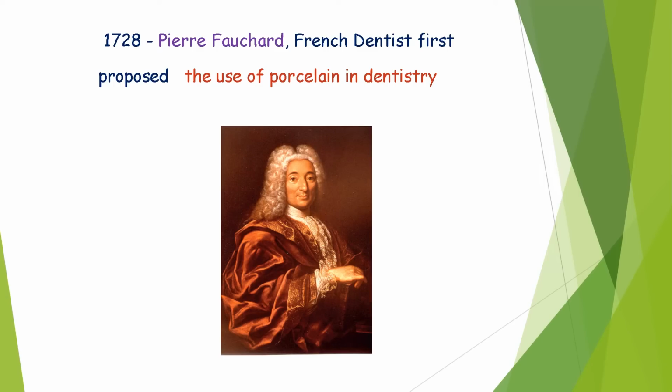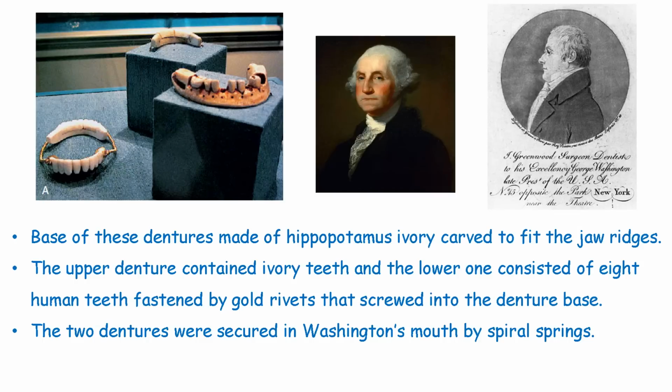In 1728, Pierre Fauchard, a French dentist, first proposed the use of porcelain in dentistry. Dr. John Greenwood was the dental surgeon for the American President George Washington.